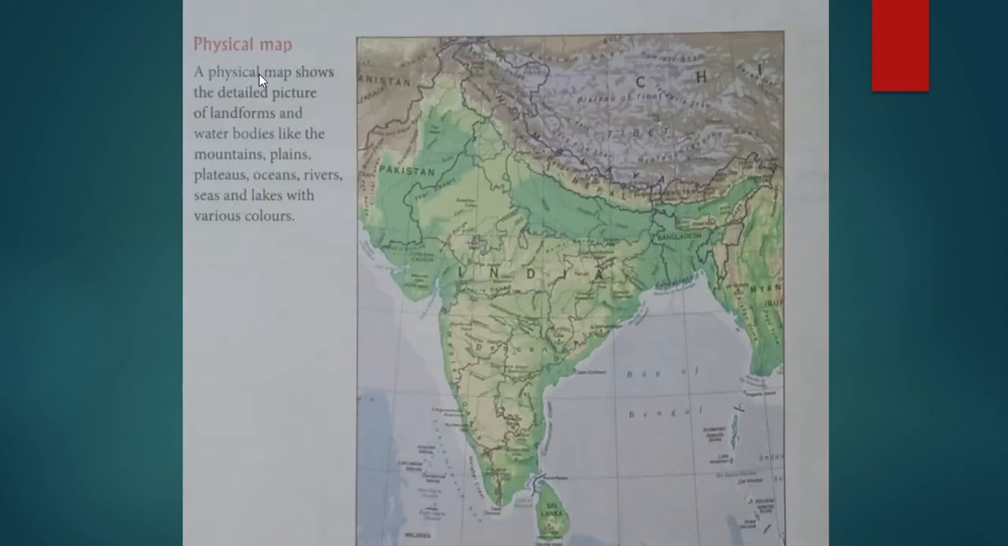The next example is all about physical maps. Let's go through the definition of a physical map. A physical map shows the detailed picture of landforms and water bodies like mountains, plains, oceans, rivers, seas, and lakes with various colors. As you can see here, this picture is all about a physical map.